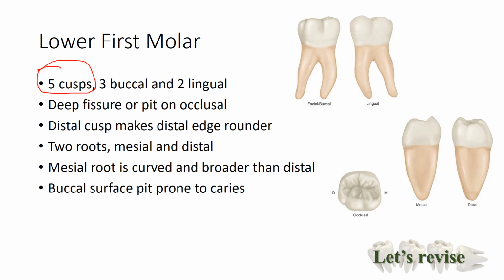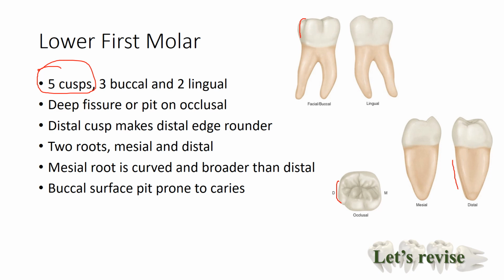The distal cusp here makes the distal edge rounder. So if you're looking at these edges here, this is rounder than the mesial edges, and that's because of the extra cusp on that side. And the distal cusp is always quite small, and the other 2 cusps are definitely more buccally and lingually placed. You've got 2 roots, mesial and distal. The mesial root is curved and broader than the distal, so if you look down the edge here, you see 2 roots, but from the mesial you can't see any of the distal because it's wider.